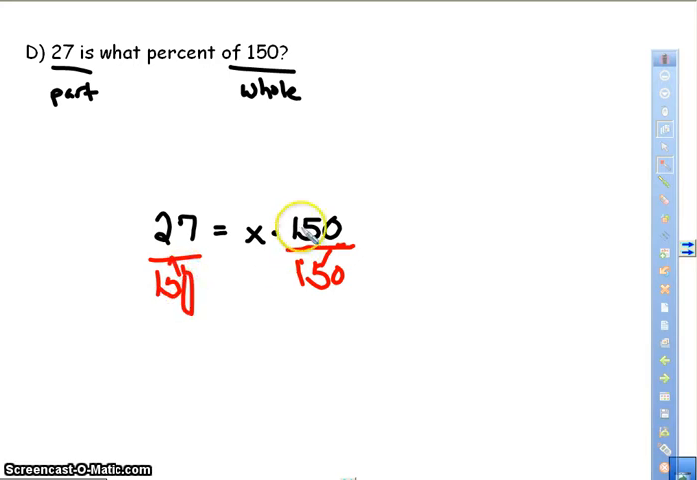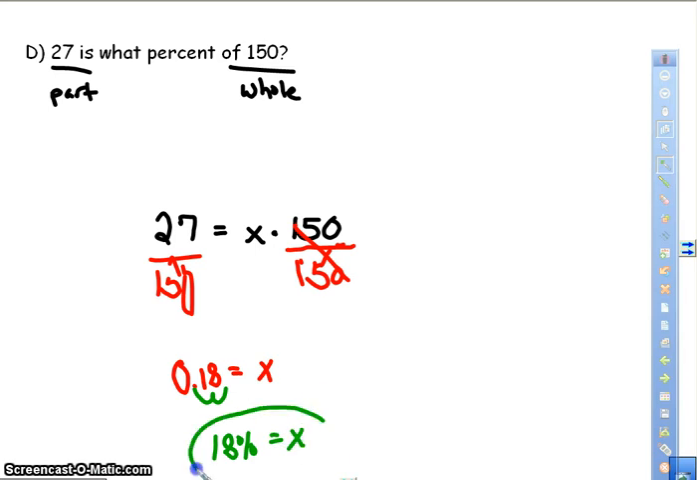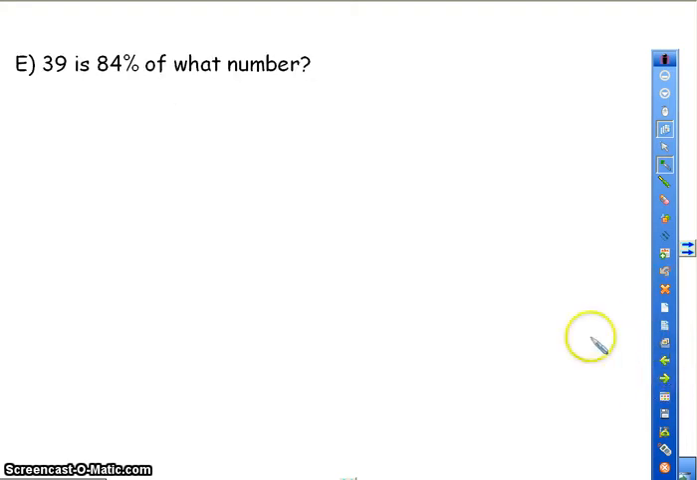Okay, so I know this is going to cancel. I'm left with x. 27 divided by 150 is 0.18. Then I'm going to change this to my percent, because right now it's a decimal. So I move that decimal back 2 places, and I get 18%. Once again, moving it back 2 places represents that I'm multiplying by 100. So my percent is 18%. Very important to remember to change your percent from a decimal to an actual percent.